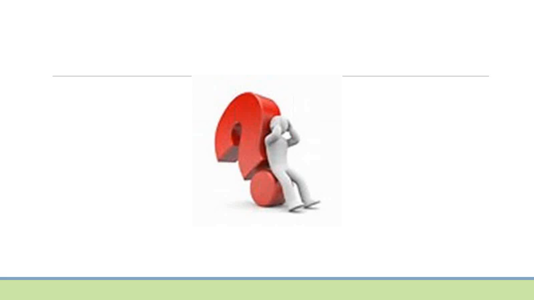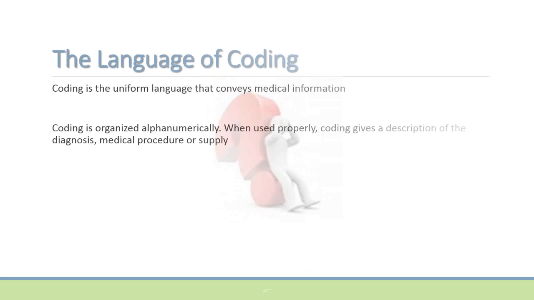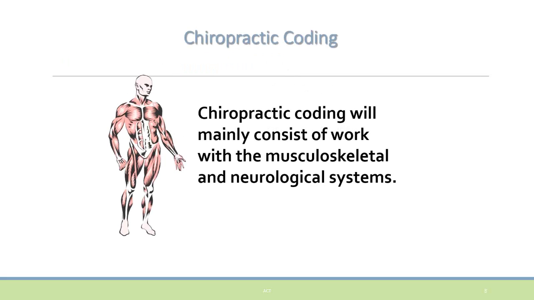So with that, let's get into the language of coding. And it is a uniform language that conveys medical information. Coding is organized alphanumerically. When used properly, coding gives a description of the diagnosis, medical procedure, or supply. In chiropractic, our coding mainly consists of work with the musculoskeletal and neurological systems. Those are our two main systems that we will work with.